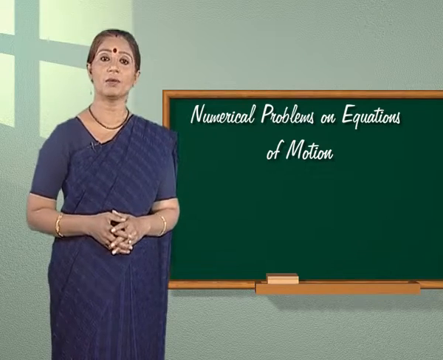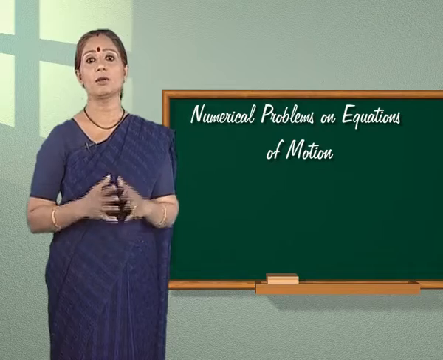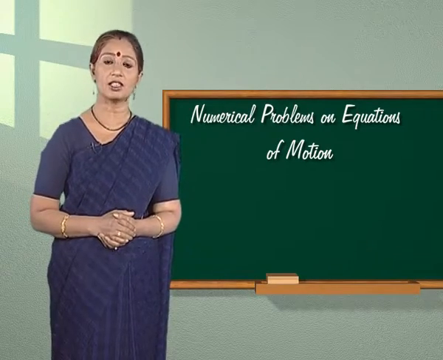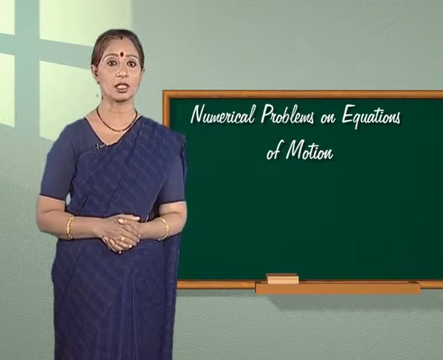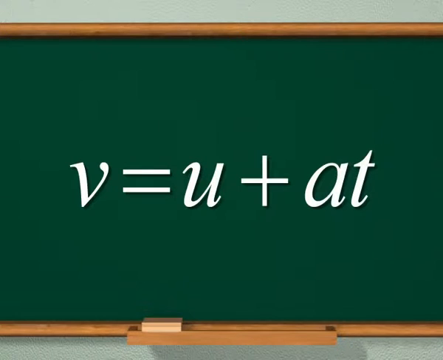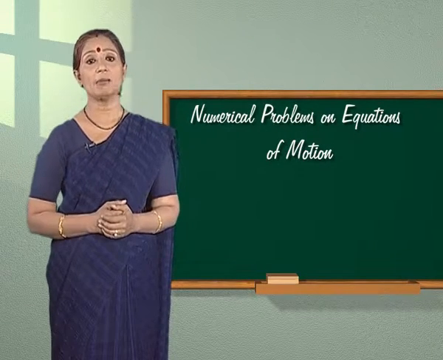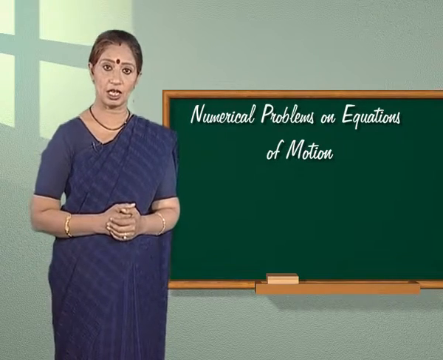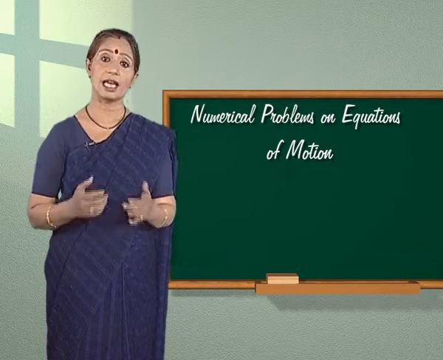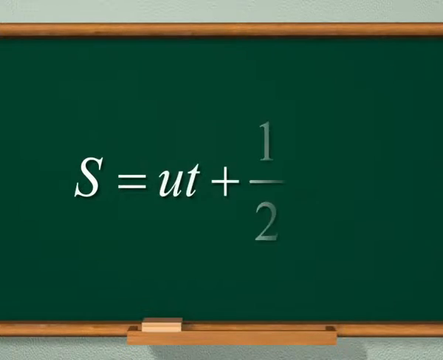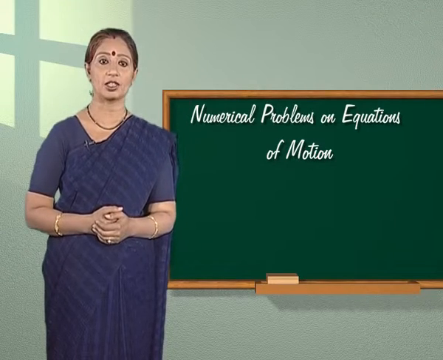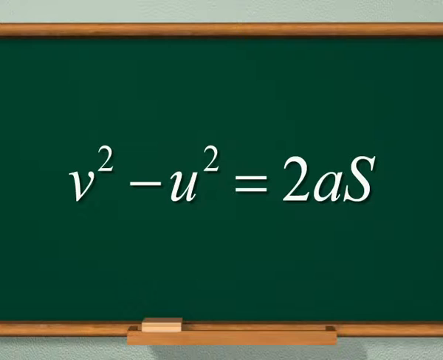Let a body moving with an initial velocity u reach a final velocity v while moving with an acceleration a in time t. Then the equation of motion consisting of velocity time relation is v equal to u plus at. Now if the same body covers a distance s in time t with a constant acceleration a, then the equation of motion consisting of position time relation is s equal to ut plus half at square. Then the velocity displacement relation can be represented by the equation v square minus u square equal to 2as.